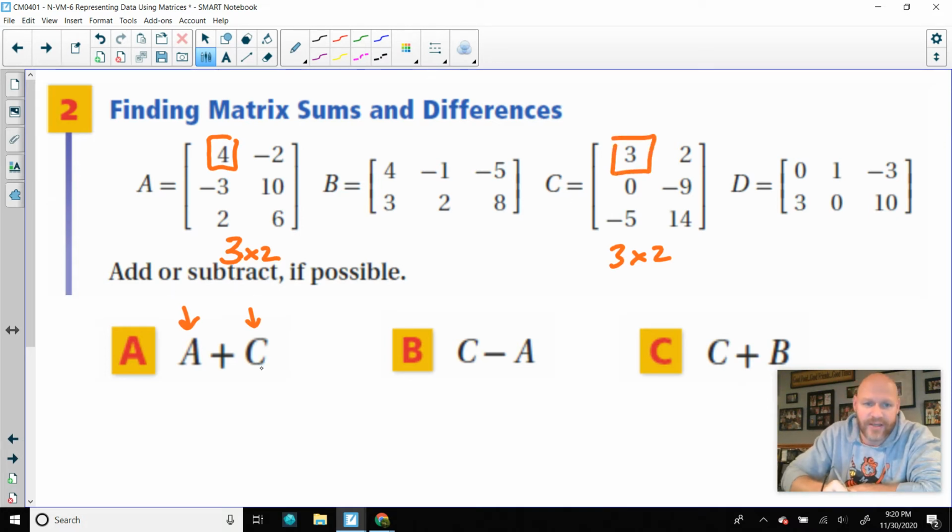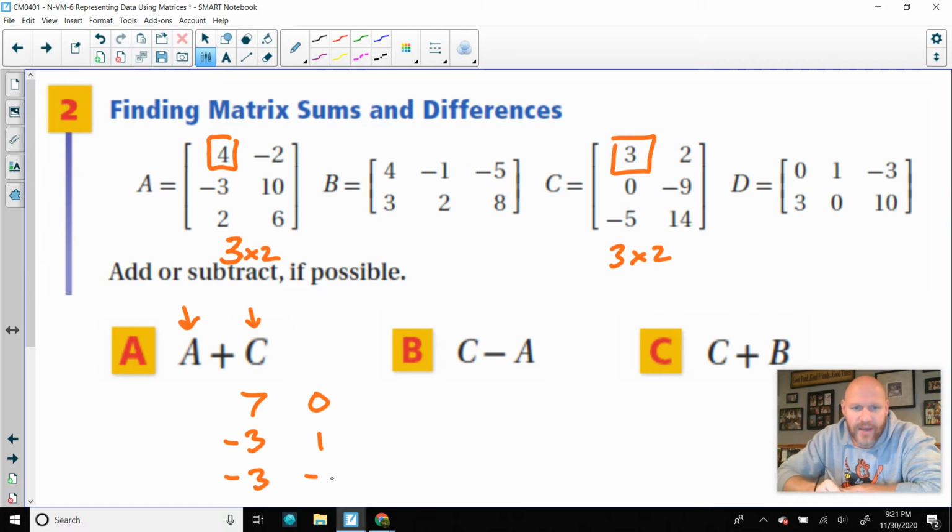So A plus C is going to be a 7. That'll be the first corner. And then negative 2 plus 2 is going to be a 0. Use your integer rules correctly. Negative 3 plus 0 is a negative 3. 10 plus negative 9 is the same as 10 minus 9, which is 1. 2 plus negative 5, same as 2 minus 5. This will be a negative 3. And 6 minus 14 is going to give me a negative 8. And that is the answer.